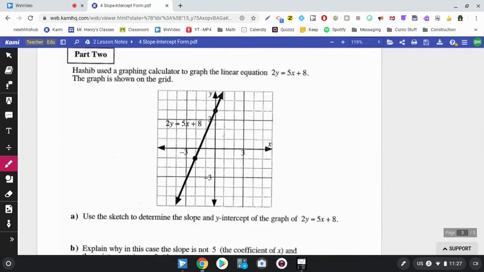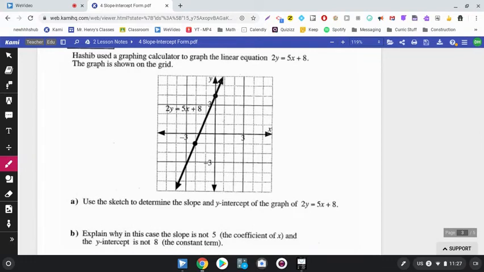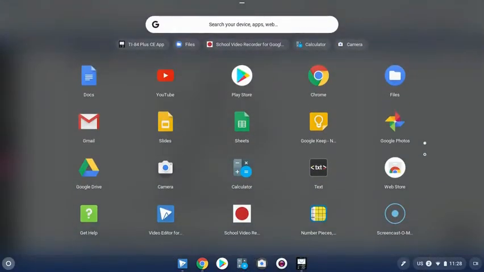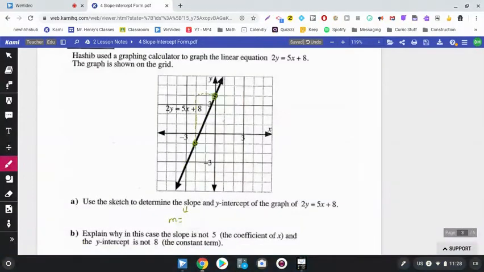Okay, and then I look at this. Hashib used a graphing calculator to graph the linear relation 2y equals 5x plus 8. And there it is. Okay. Well, maybe a little bit skeptical, but let's go through the questions. Use the sketch to determine the slope and y-intercept. Okay, slope, m equals, well, let's go point to point. 1, 2, 3, 4, up 5, oops, over 2. My slope is 5 over 2.